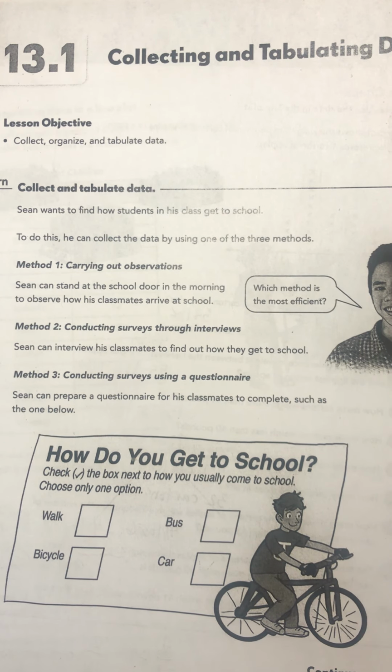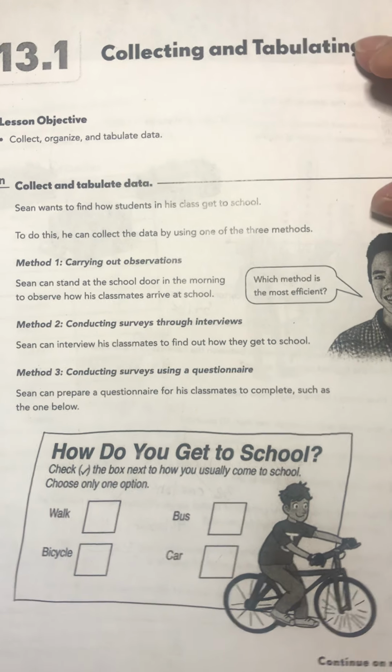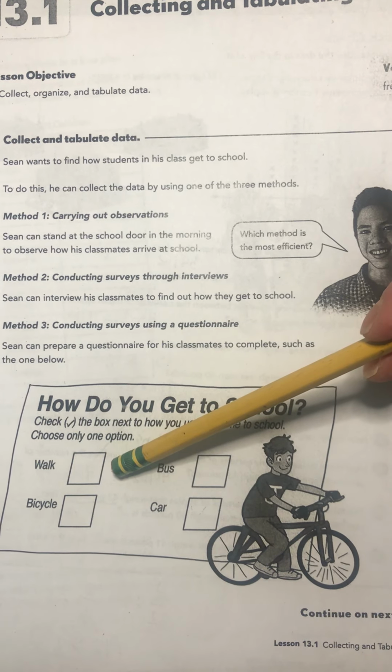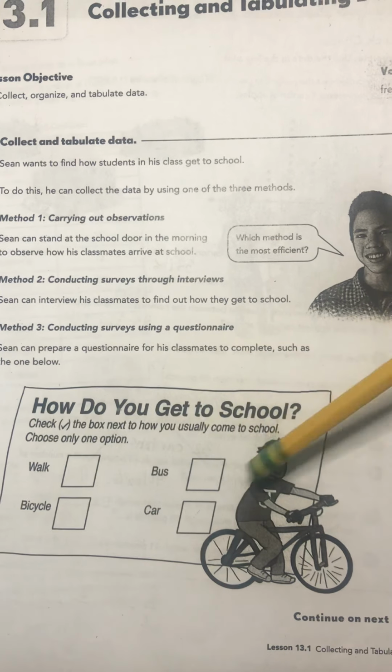Method 2, conducting surveys through interviews. Sean can interview his classmates to find out how they get to school. Method 3, conducting surveys using a questionnaire. Sean can prepare a questionnaire for his classmates to complete, such as this. He could do a questionnaire and ask whether children walk, bike, bus, or car to school. Next page.